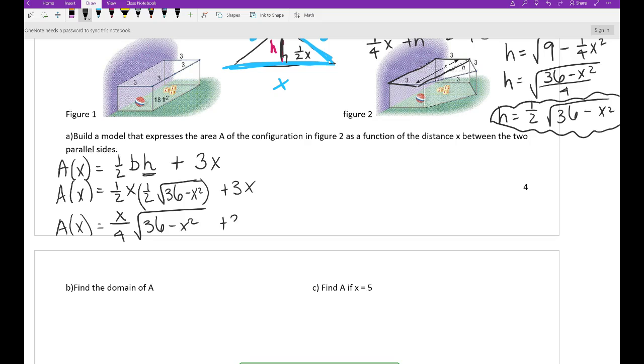Okay. Am I done? Is my area of this new playpen all in terms of x? Yeah, perfect. By the way, in this problem, what is x? The length of the playpen. You are correct. Okay. Now B, find the domain of this area.